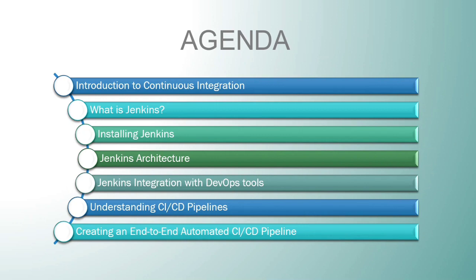First, we will discuss continuous integration. We will try to understand what continuous integration is and what the target of doing continuous integration in our environment is. Then we will discuss Jenkins, which is a very powerful tool to implement continuous integration, continuous delivery, and continuous deployment in the DevOps life cycle.